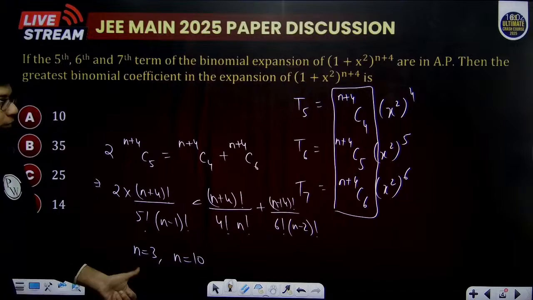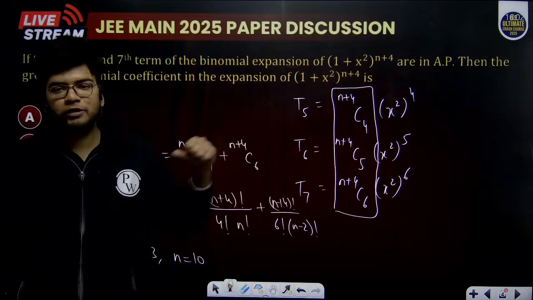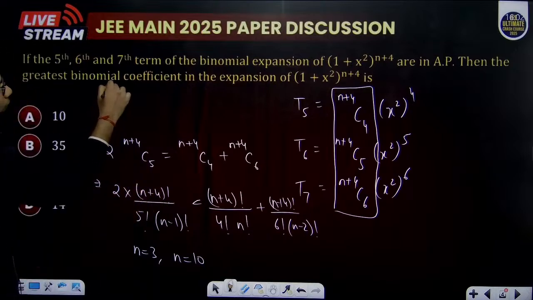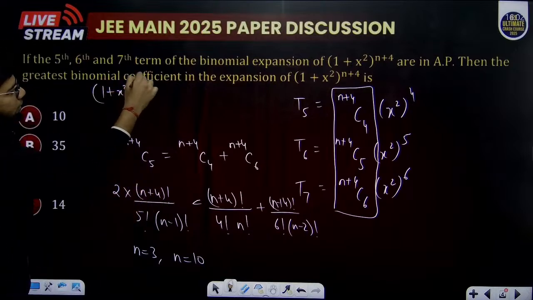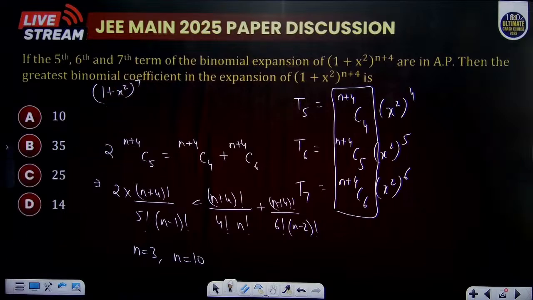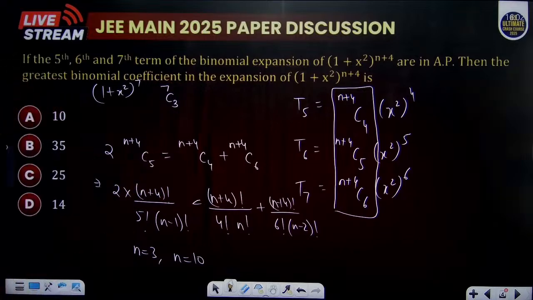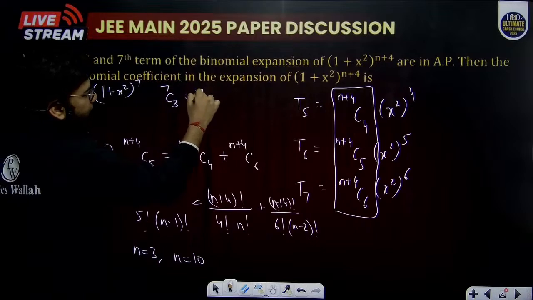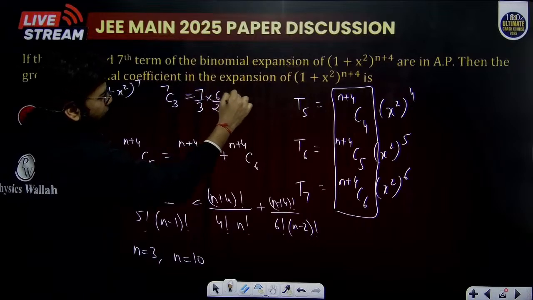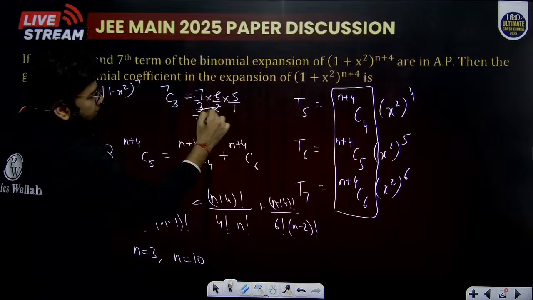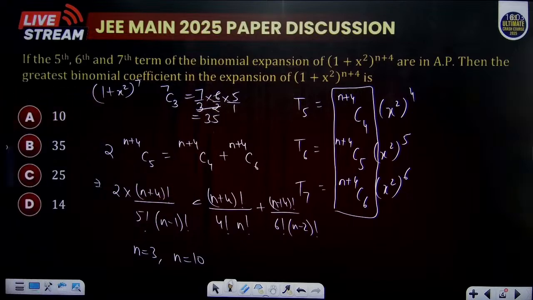Now, if n is equal to 3, what will be the value of n+4? It will be 7. So (1 + x^2) raised to the power 7. What will be the highest binomial coefficient? It will be the two middle terms, 7C3 or 7C4. So directly you can say that 7C3 will be my highest binomial coefficient. 7/3 into 6/2 into 5/1, you will get the answer as 35. When you try to match the answer from n equal to 10, none of the options will satisfy. That's why we'll take this option as correct.